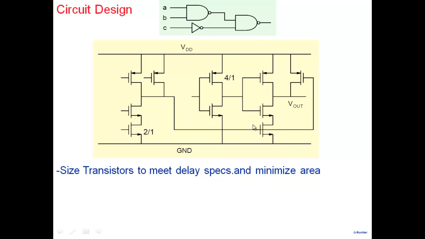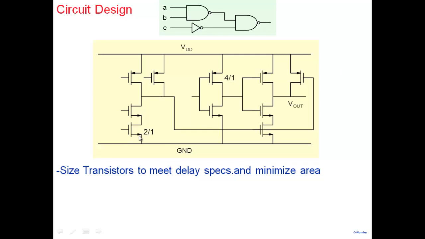Now, the first problem was choosing which circuit style to use. The second problem is, what size of transistors do I use? This is a freedom that a designer has. A size of 2 by 1 means the width of the transistor is 2 micron and the length is 1 micron. Do I use 4 micron or 1 micron? So a very important part of the design process is the sizing. How do you size the transistors? Do you use the minimum size or a higher size? How do you do that?